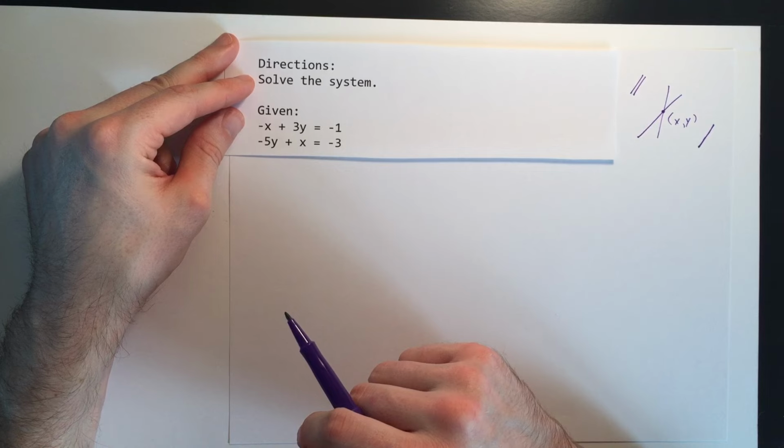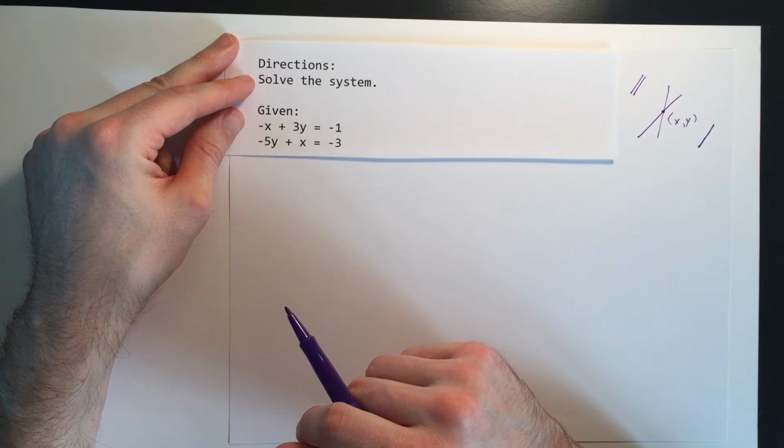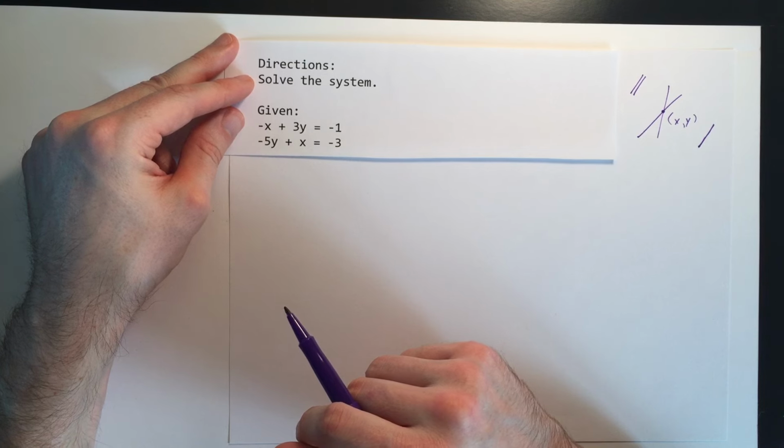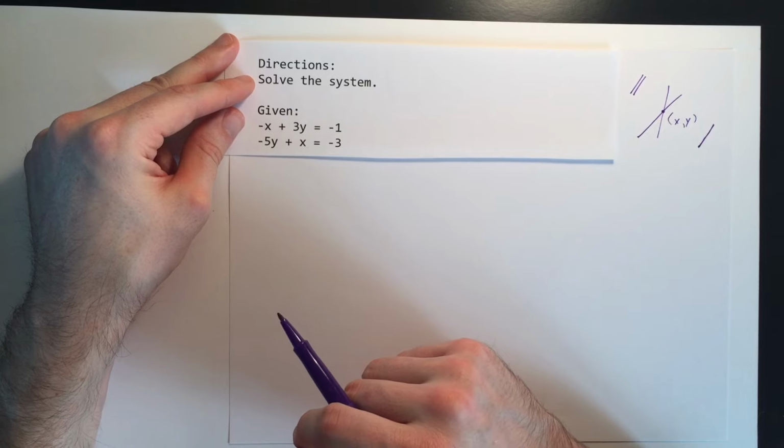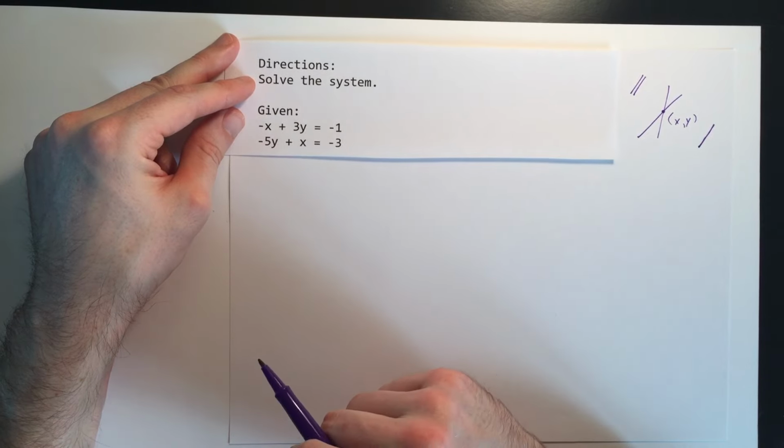And combination just means adding together any terms that are like terms, which means anything with an x in it can be added with something else with an x in it. Anything with a y can be added with something else with a y. Anything with just a number can be added to something else with just a number.